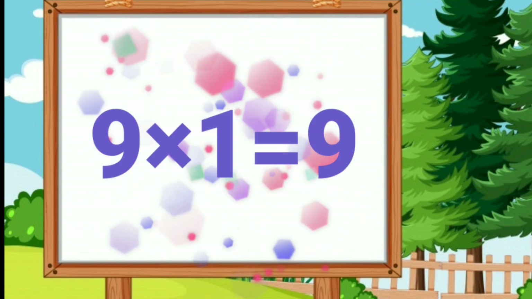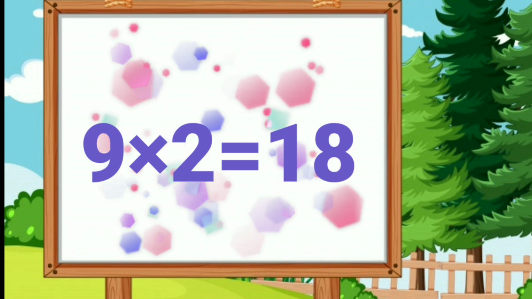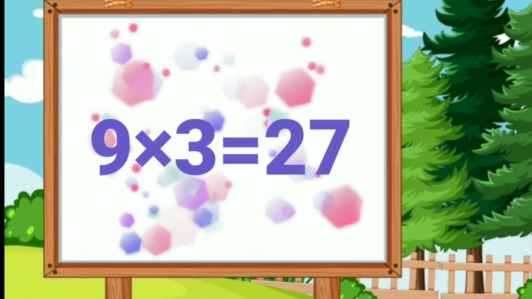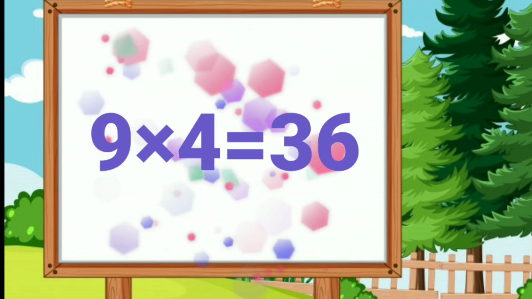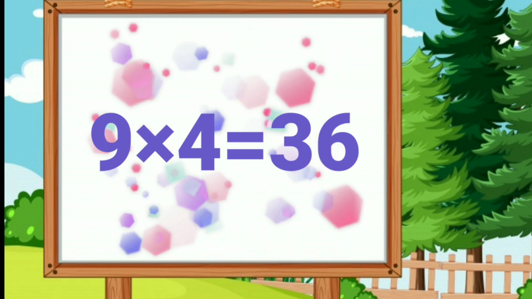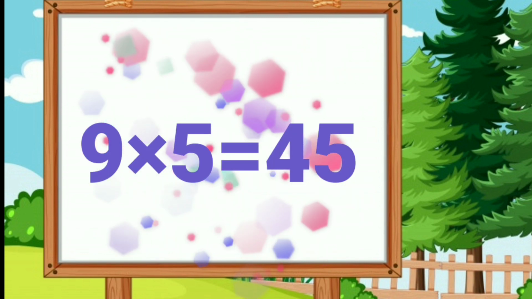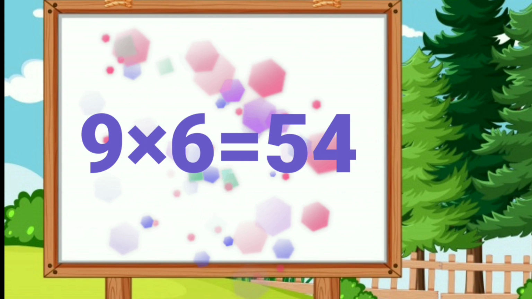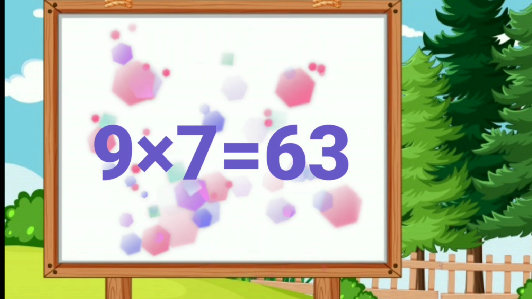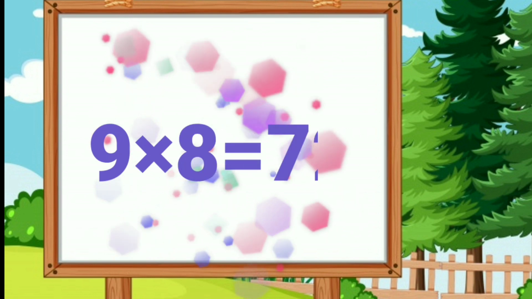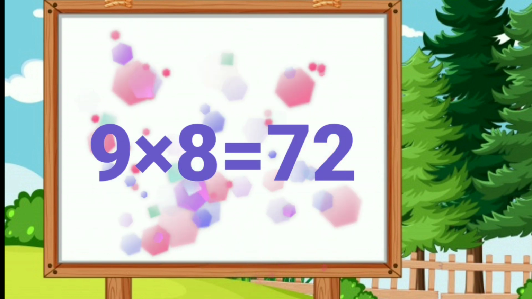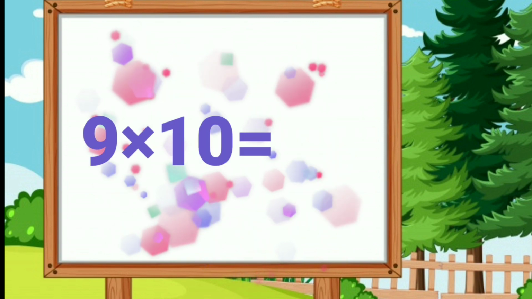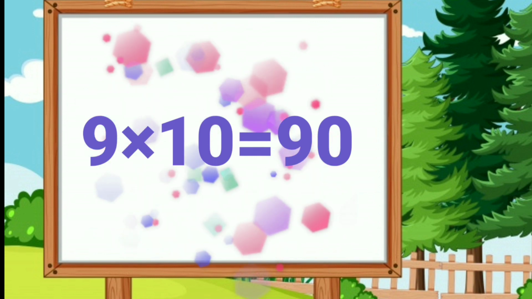Nine ones are 9. 9 twos are 18. 9 threes are 27. 9 fours are 36. 9 fives are 45. 9 sixes are 54. 9 sevens are 63. 9 eights are 72. 9 nines are 81. 9 tens are 90.